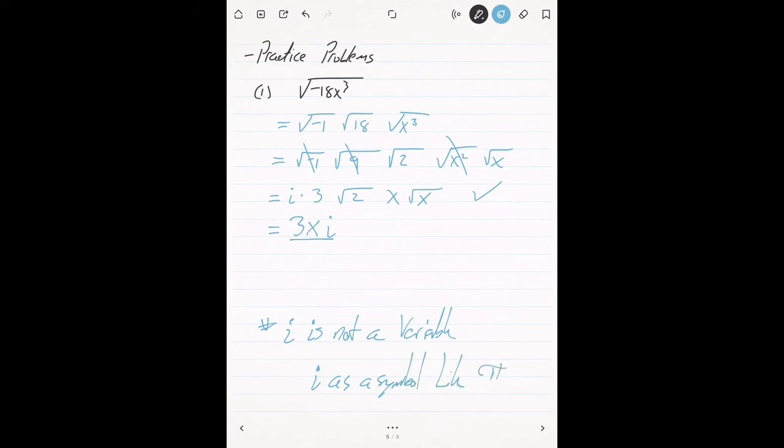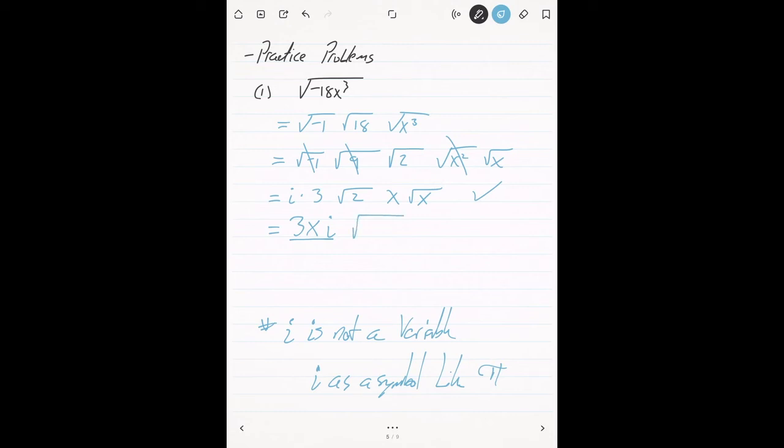like pi. Pi is a number, right? It's not a variable, it's a number. Same thing with I. I is the complex unit, okay? So we have on the outside the number, the variable, then I.